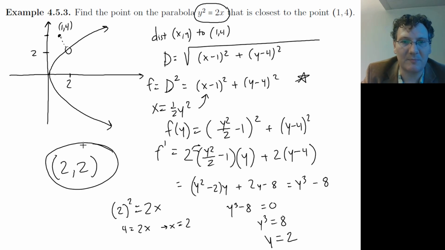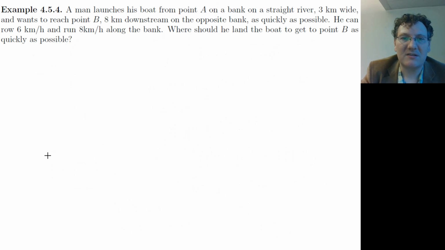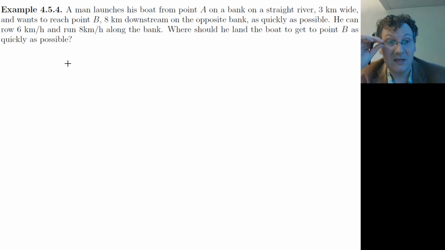All right, cool. Okay, so a man launches his boat from point A on the bank of a straight river, 3 kilometers wide, and wants to reach point B 8 kilometers downstream on the opposite bank as quickly as possible. He can row 6 kilometers an hour, and he can run 8 kilometers an hour along the bank. Where should he land the boat to get to point B as quickly as possible?